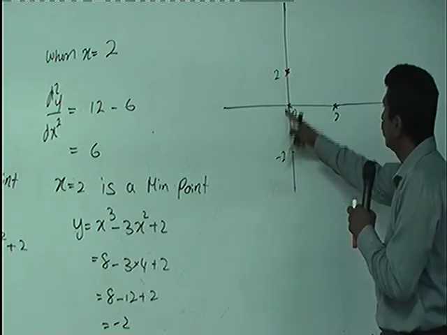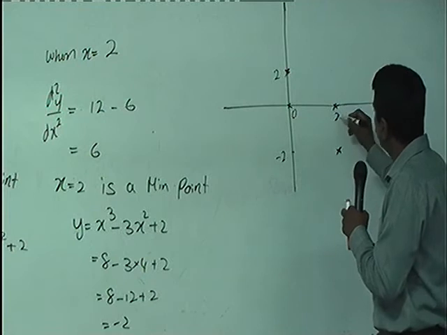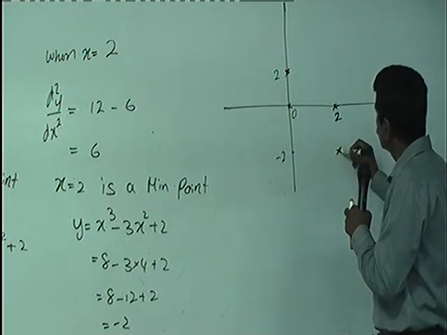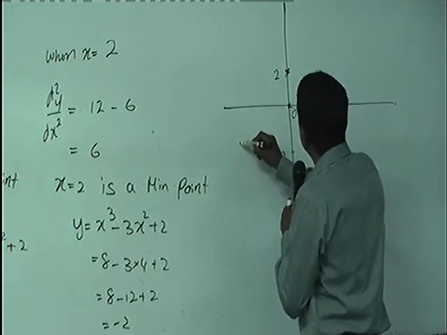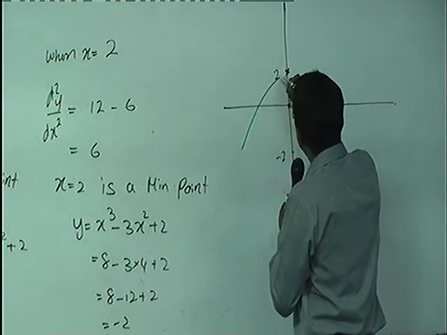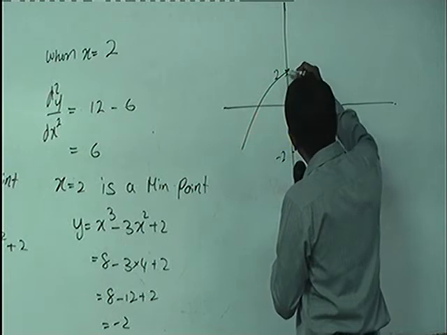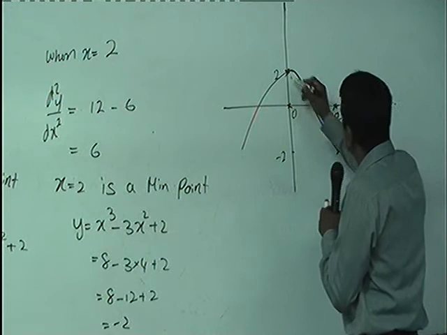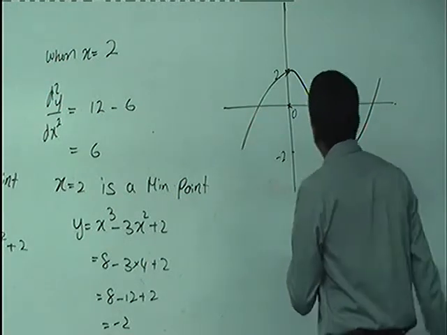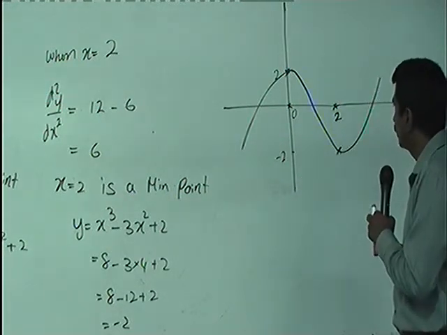X equals 0, the maximum point is 2. X equal 2, the minimum point is this one. The curve goes like this. The curve comes from this side. This is the maximum point, right? And it goes like this, and this is the minimum point. So this should be the type of the curve.